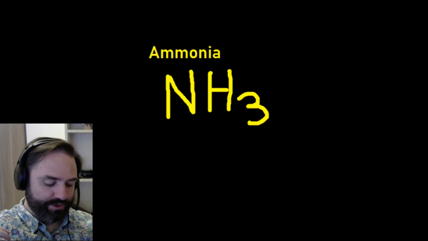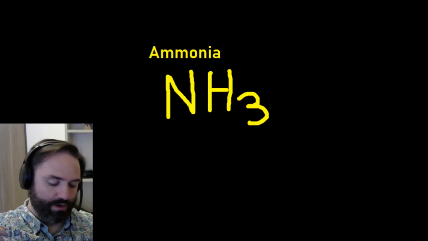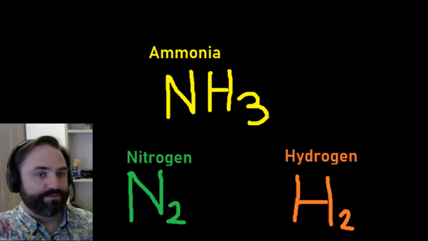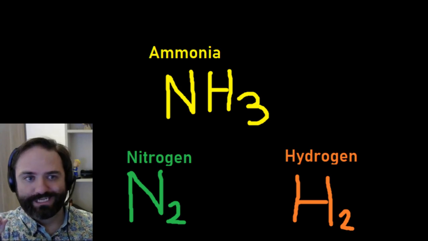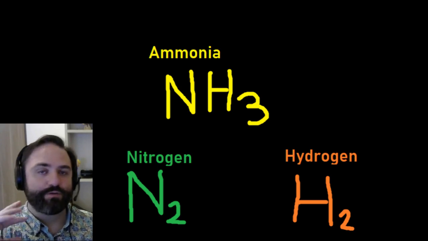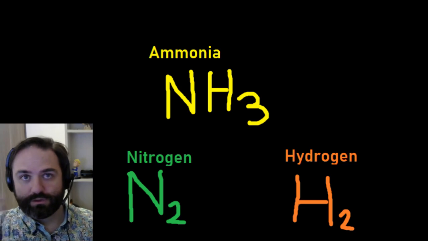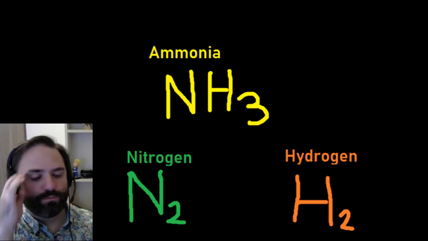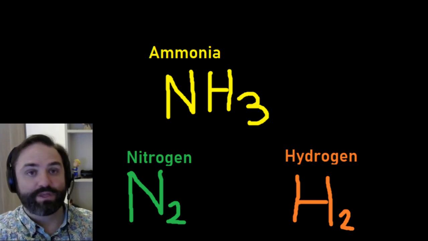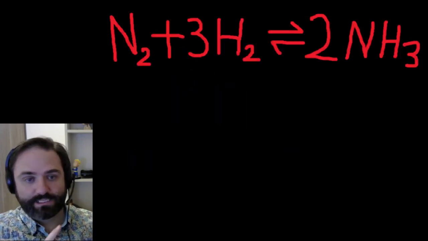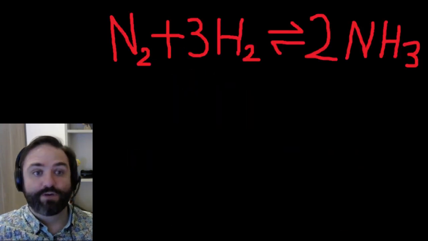The raw materials for making ammonia are nitrogen and hydrogen. Nitrogen doesn't react very well with hydrogen under normal conditions because nitrogen is very, very unreactive. It is inert. So you have to use some special conditions in order to make it react with the hydrogen. The overall reaction looks like this. As you can see, it is a reversible reaction. This is the balanced version here.